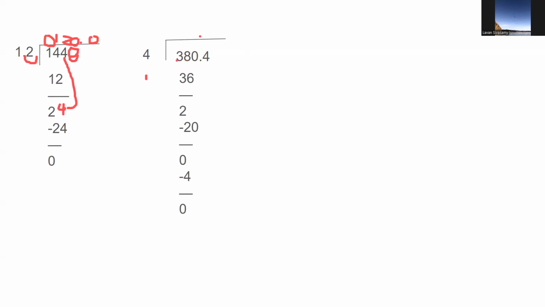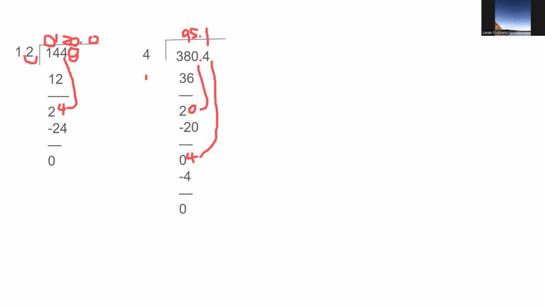So 38 divided by 4, which is 36. You can do that 9 times. So 36, which leaves 2. Now what we're going to do is bring down the 0 to make this a 20. 4 can go into 20 5 times. And then 20 minus 20 is 0. Then we're going to bring down this 4 right here. Then we're going to do 4 divided by 4 is 1. And 4 minus 4 is 0.